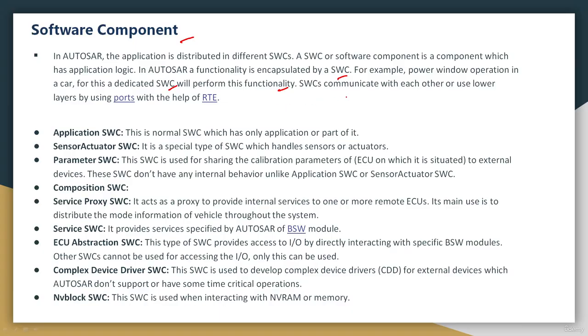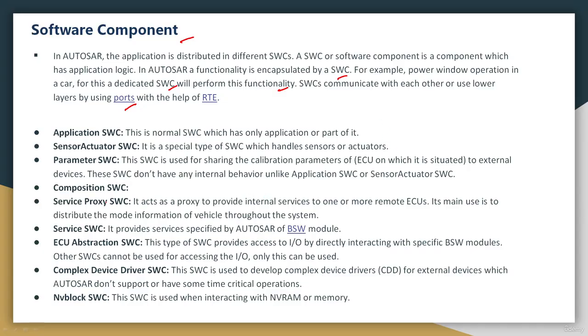Also, software components communicate with each other or through lower layer by using something called as ports. So we have provider and receiver port through which information can be exchanged or certain functionalities can be invoked, like calling a function.